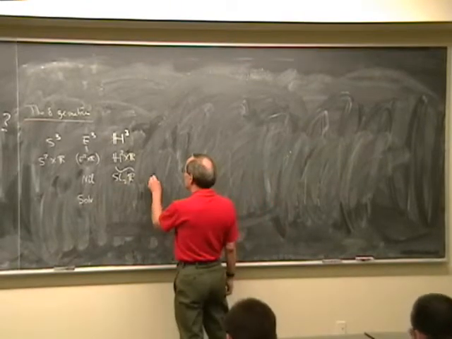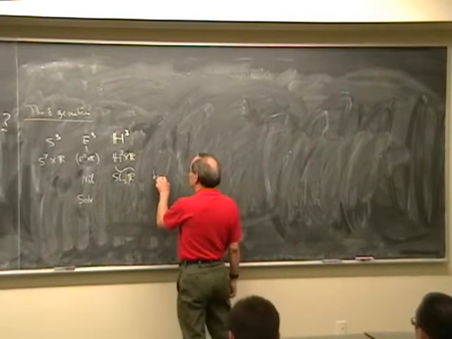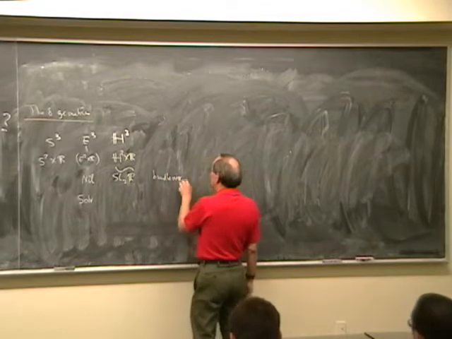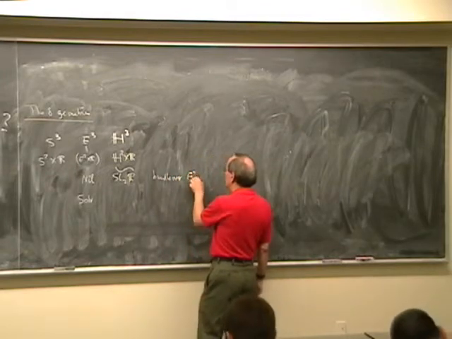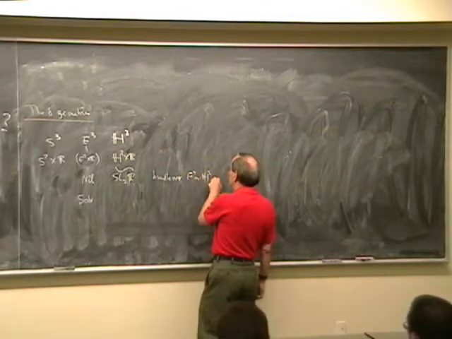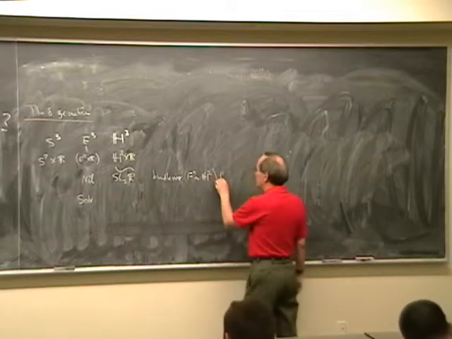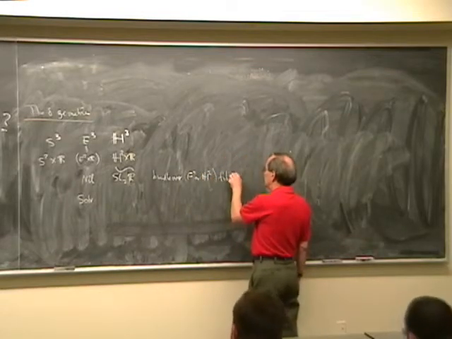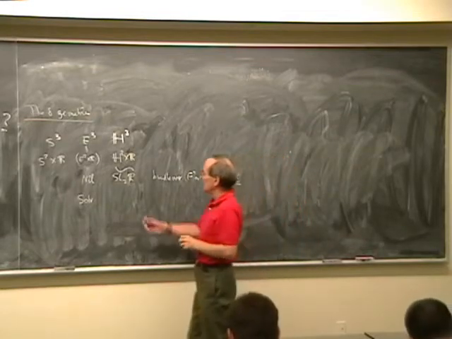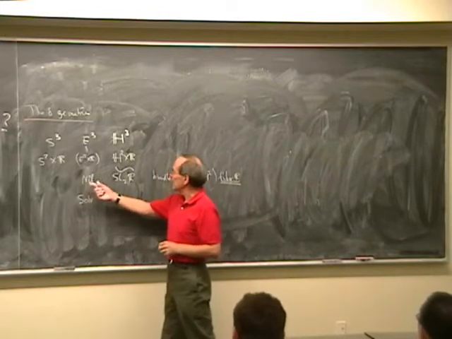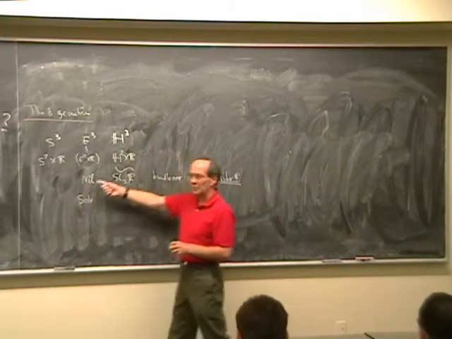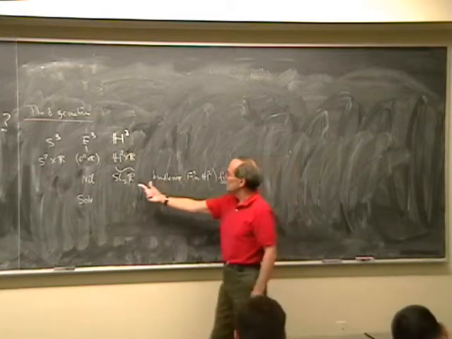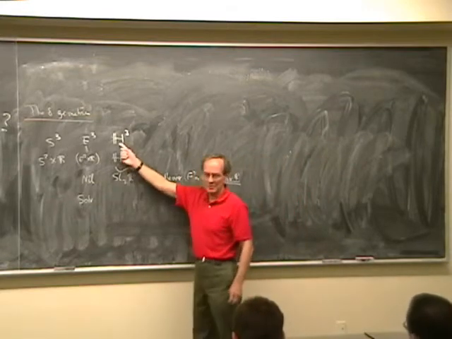They are both, in a natural sense, a bundle over E2 or H2 with fiber the real line. So in a natural sense, this is a bundle over the Euclidean plane, that's why it's in that column, with fiber the real line, and this is a bundle over the hyperbolic plane with fiber the real line.